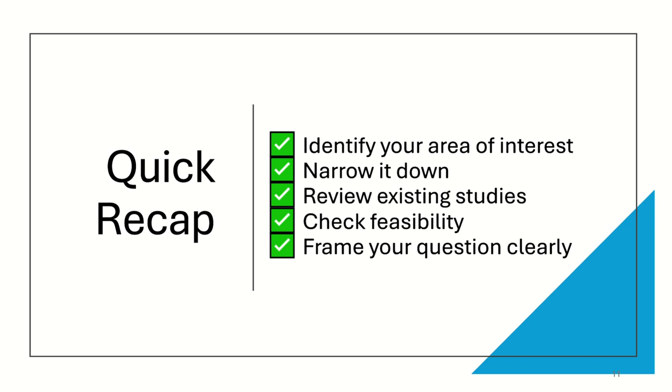So, quick recap: to choose a topic, you need to identify your area of interest. When you identify your area of interest, you narrow it down and you review existing literature, what has been done about that topic. Check your feasibility. Is it possible? Do I have the resources? Do I have the time? Do I have the skill? Do I have the tools for this particular research? Then finally, you frame your questions clearly, be specific, let it not be vague.